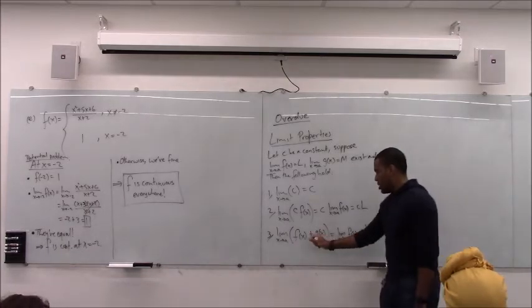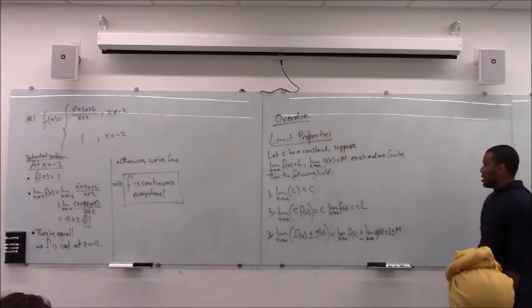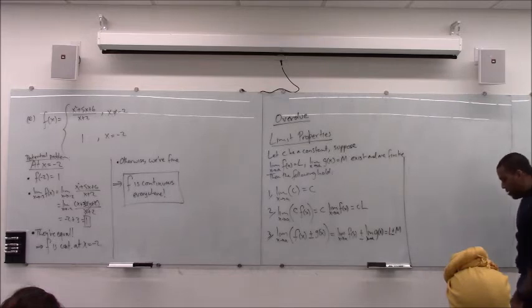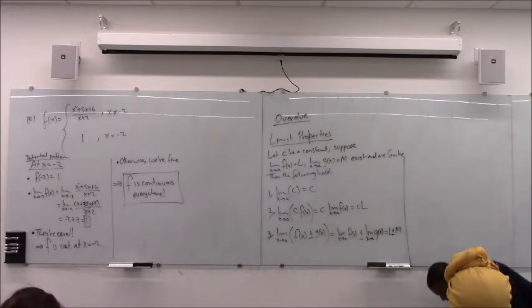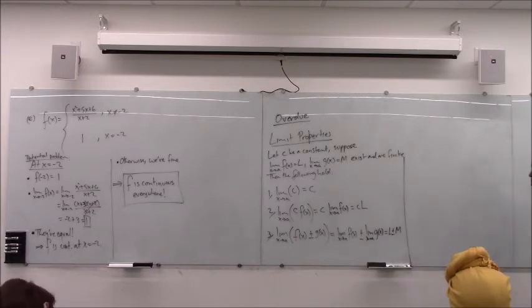Of course, sum is the general case. It would also work with minuses. Limits distribute across sums. So if you ever wonder, if I'm adding up a bunch of things and I want to take the limit, can I just take the limit of each part? Yes. You can do that. Limits distribute across sums.